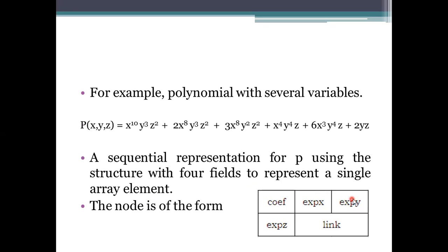Here we are using 3 variables only, so we have mentioned 3 exponent fields. 4 fields are used for presenting the structure, and the next one is taken for the pointer to the next node. First the coefficient will be 1, because it has no explicit value, so just place it as 1. The exponent of x will be 10, exponent of y will be 3, and exponent of z will be 2. For further terms there will be a link, and you need to create a node for each.